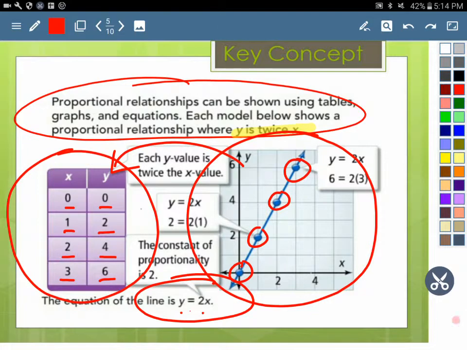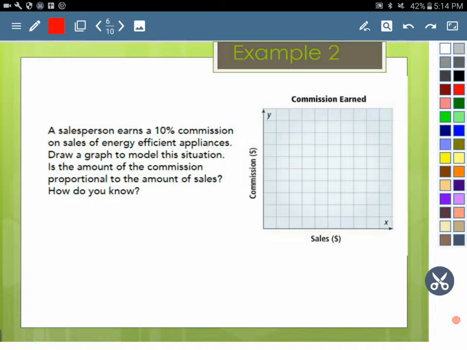So let's now take a look at another example. This time we're going to be dealing with percentages. It says a salesperson earns a 10% commission on sales of energy efficient appliances. Draw a graph to model the situation. Is the amount of the commission proportional to the amount of sales, and how do you know?